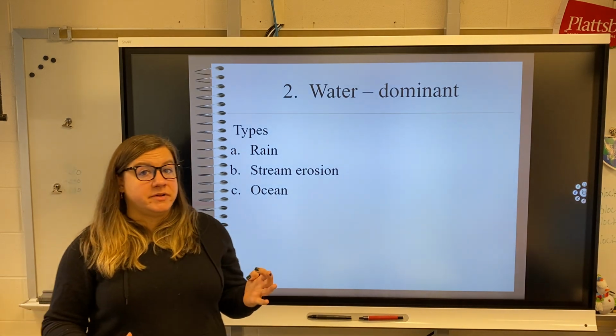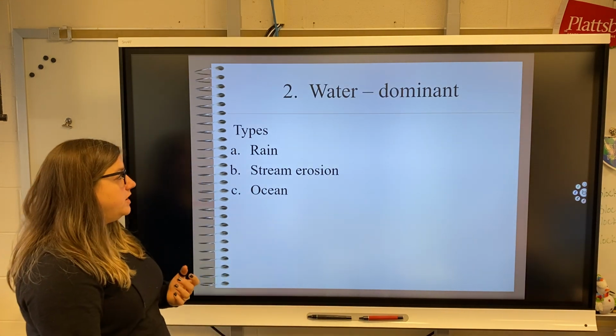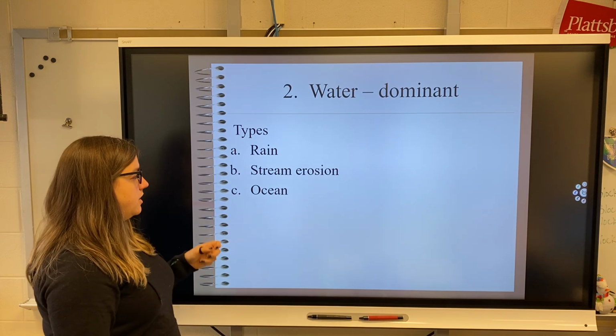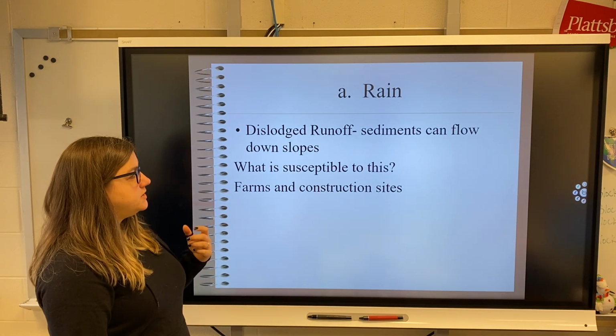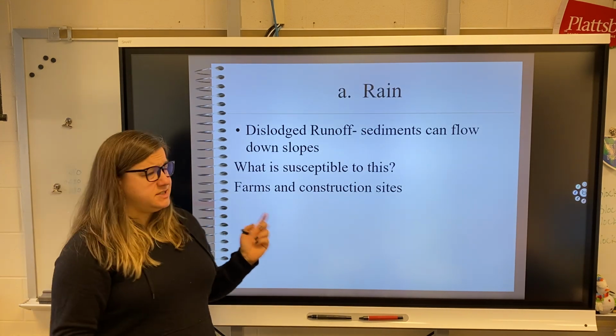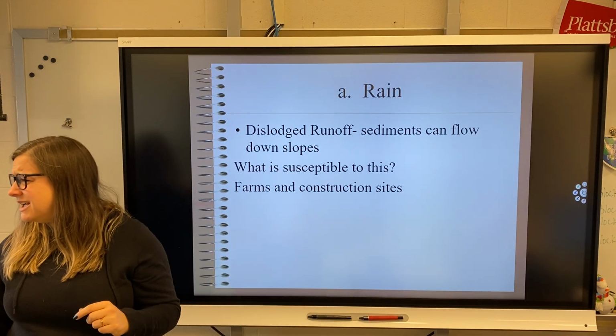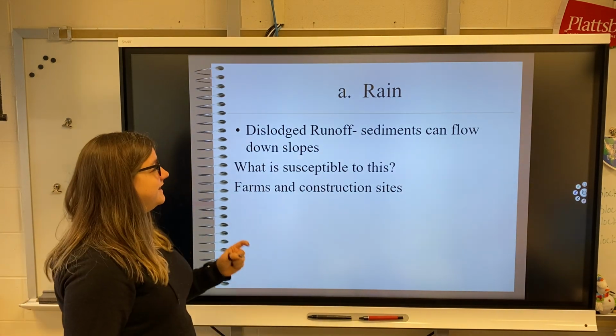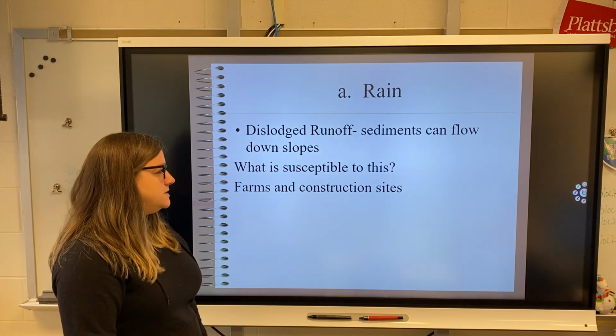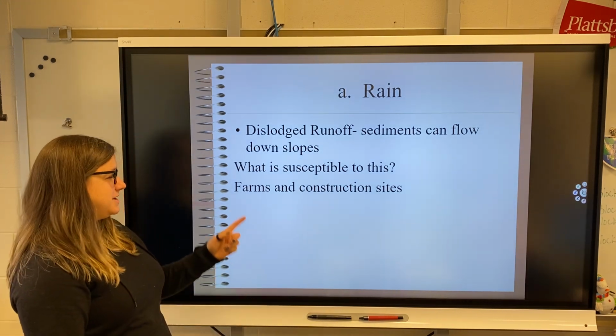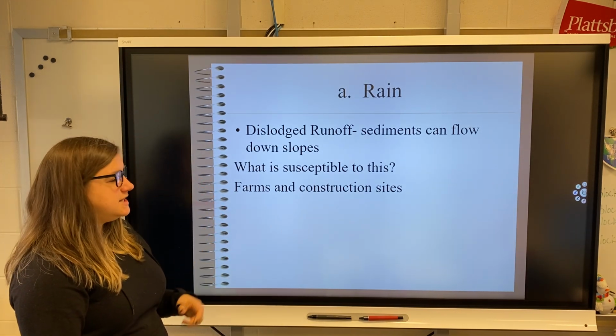So there's a couple different dominant types of water movement. You have rain, stream erosion, and oceans. So the first one is rain. You have dislodged runoff, where sediments can flow down slopes. So what's susceptible to this?